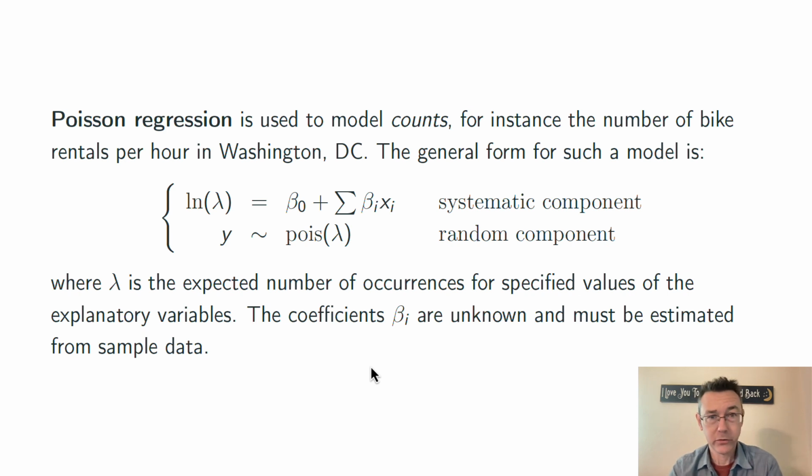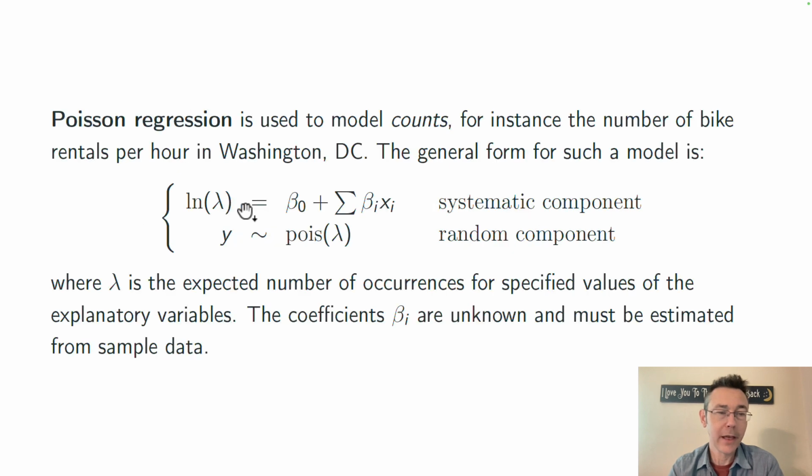As I mentioned, Poisson regression is used to model counts, like the number of bikes rented per hour in Washington, D.C. The general form for the model is this. We are going to have a random component that is a Poisson distribution. That is, modeling counts where you have lambda representing the expected number of occurrences per unit time, in this case per hour. And then we have a systematic component where the right side is linear in all of the explanatory variables and the left-hand side is log of lambda.